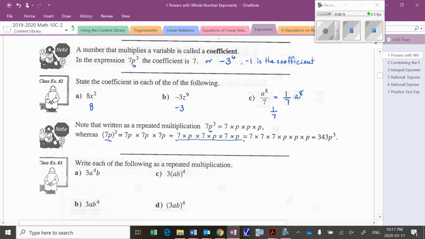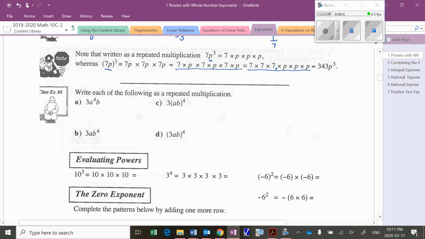times p times 7 times p, or rearranging it further using the commutative property, which essentially says that the order doesn't matter when you multiply or add. Of course, we're only talking about multiplication in this particular case. And so it's pretty typical that we're actually going to evaluate any numerical portion. So that coefficient portion, 7 cubed, is 343p cubed then.